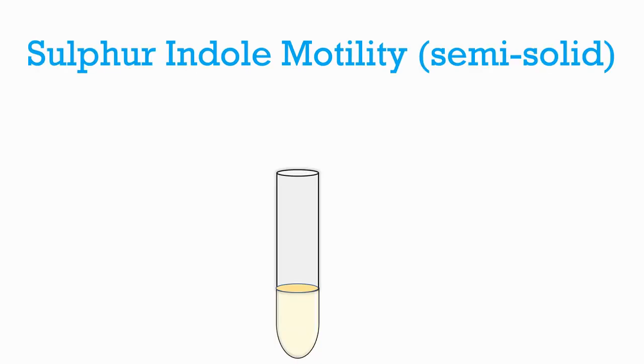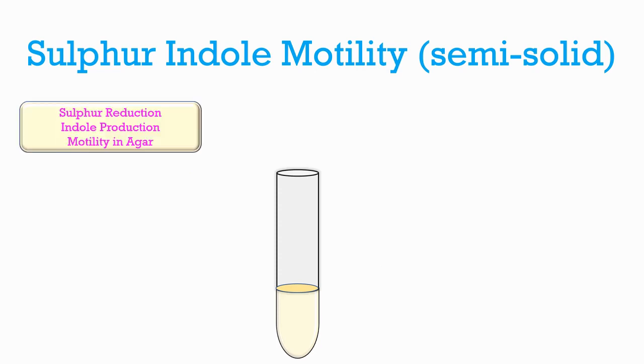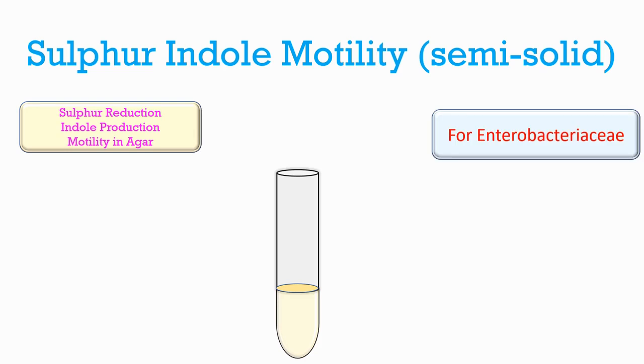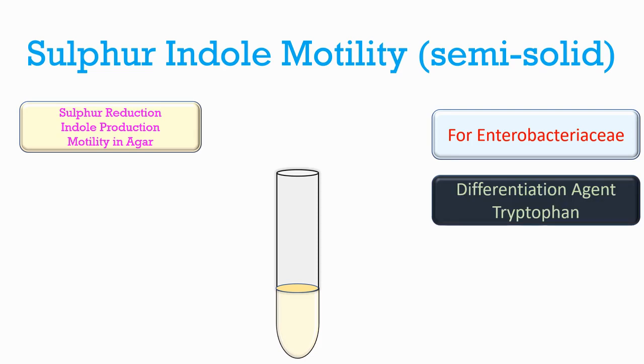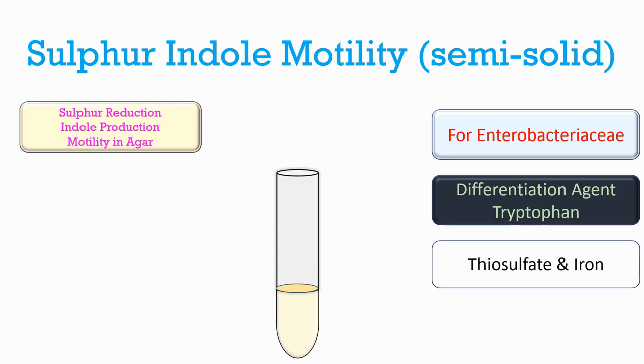Moving on, the next medium is Sulphur Indole Motility, also called SIM. It tests many things at the same time, including sulfur reduction, indole production, and motility in semi-solid agar. SIM media is used to differentiate different members of family Enterobacteriaceae. The differentiation agent in this medium is tryptophan present in casein peptone. The media also has thiosulfate and iron to detect H2S production.